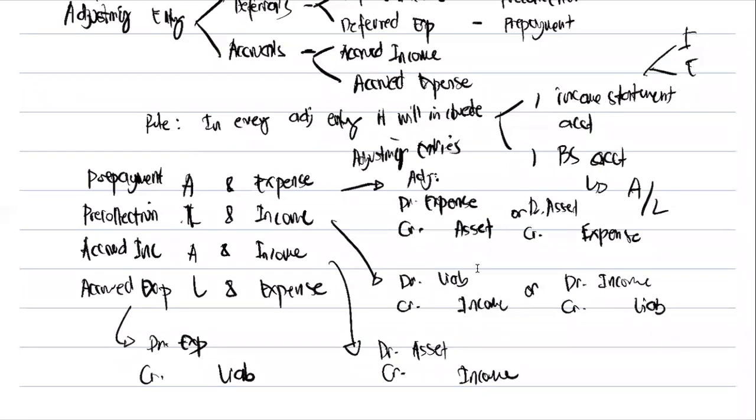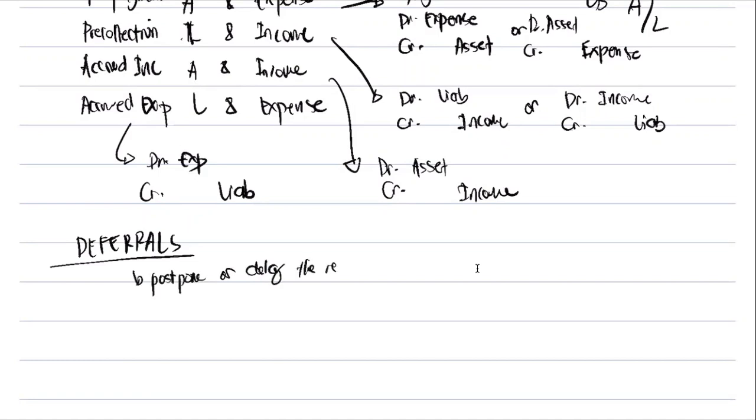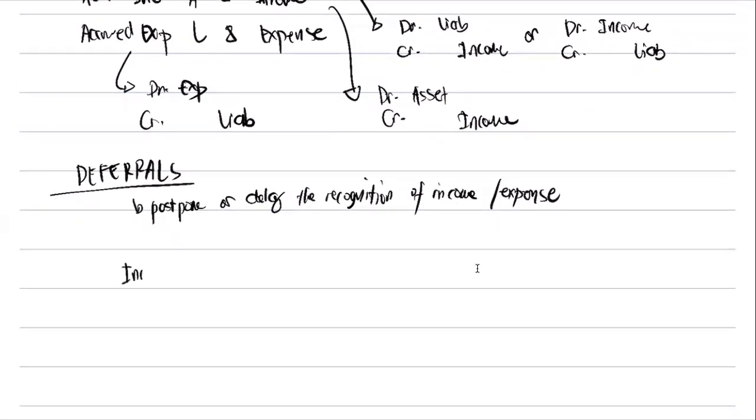Okay, so let's start first with deferrals. So let's learn now your different adjusting entries, and we start with deferral. So what do we mean by deferral? When we say deferral, we postpone or delay the recognition of income or expense. Okay, so we delay the recognition of income or expense. And under deferral, we have your deferred income and we have your deferred expense.